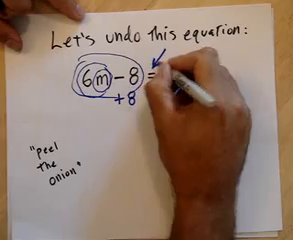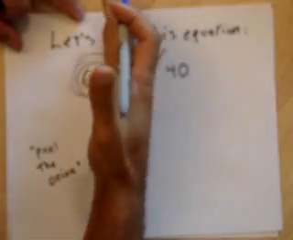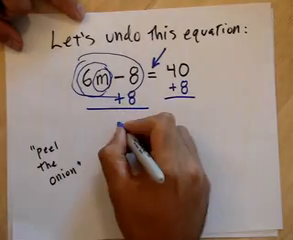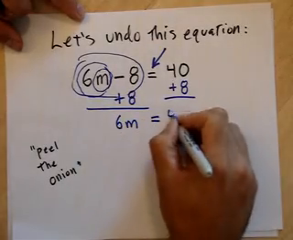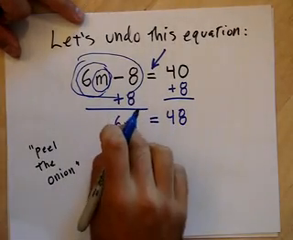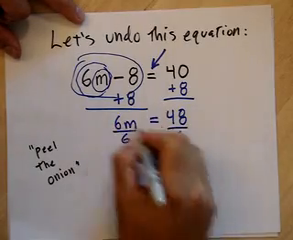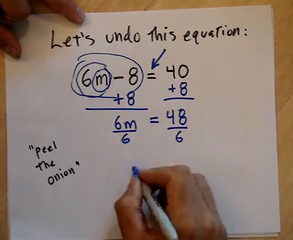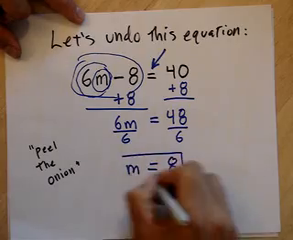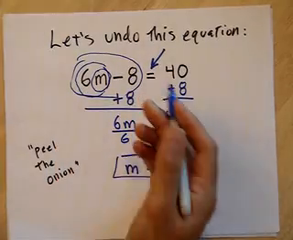Now remember, equality. This is balanced. Both sides are equal, so whatever I do on one side, I must do on the other side. I have 6m equal to 48. Now I want to undo this. I have m times 6. To undo the 6, I'm going to divide by 6. And 6m divided by 6 is just m. 48 divided by 6 is 8. I've solved it. Let's double check. 6 times 8 is 48, minus 8 is 40.